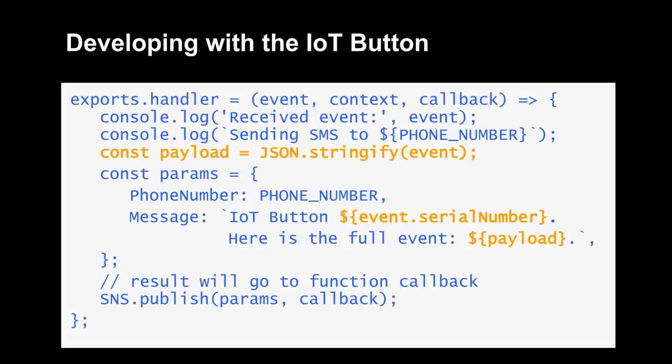The first one is, in the event, we take the serial number out of the payload, and we have IoT button serial number as part of the message. And then we also just pass along the full payload, so we can see all of the JSON attributes that are available for us for building our IoT button applications.